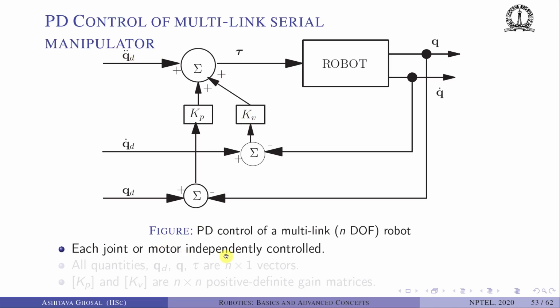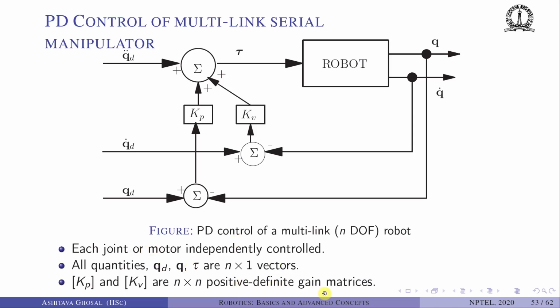Each joint or motor is independently controlled. All the quantities qd, q, and tau are n by 1 vectors, if we have an n degree of freedom serial robot. And Kp and Kv are n by n positive definite gain matrices. It could be diagonal, which is easier to analyze. If it is non-diagonal, then there is some coupling. Nevertheless, they are positive definite gain matrices. The gains must be positive.